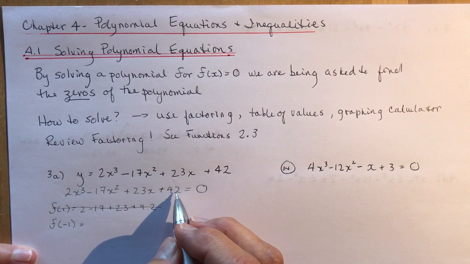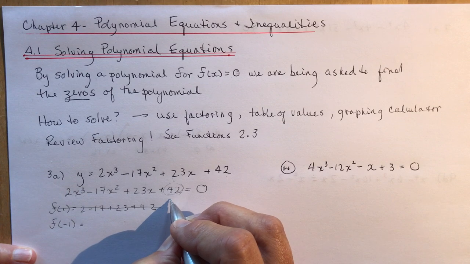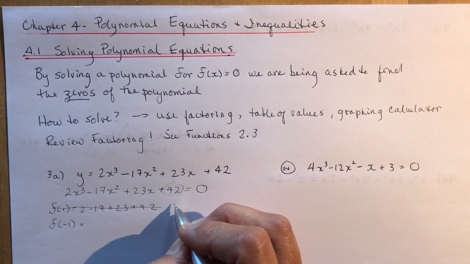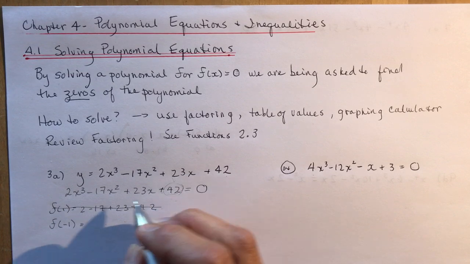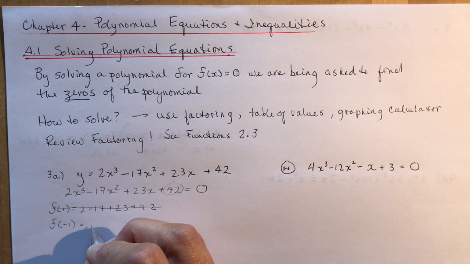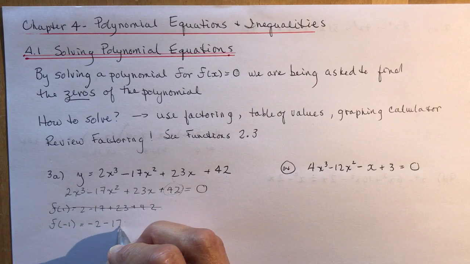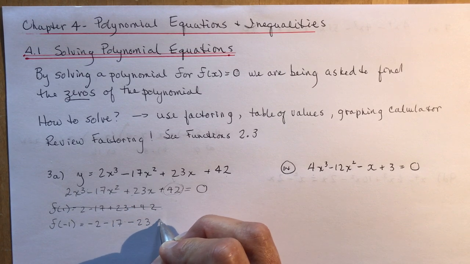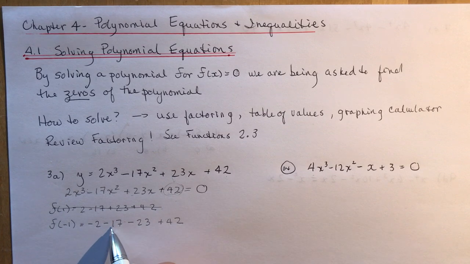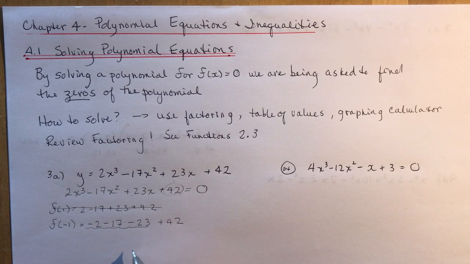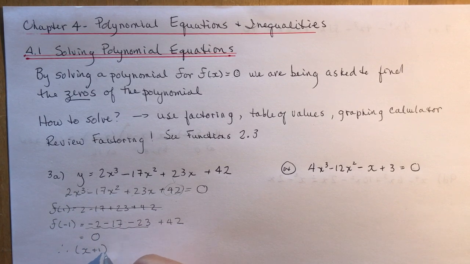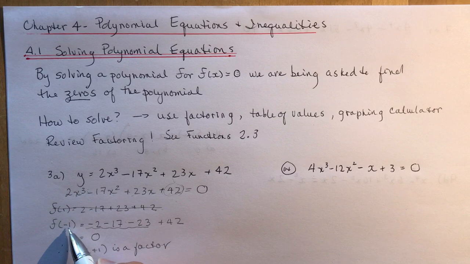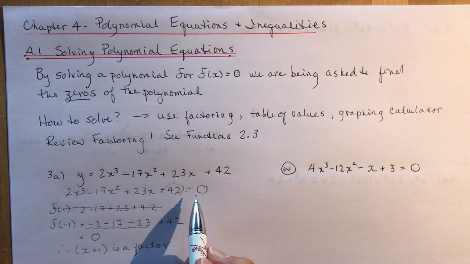There's no point in going to really high numbers. Now, you know all the factors of 42, so you would have 1, 2, 3, 6, 7, and then the plus and minuses of those. So I'm going to try minus 1 here. Minus 1 is going to give me minus 2, minus 17, minus 23, and plus 42. You should be able to see that all these negatives add up to negative 42, and negative 42 plus 42 is 0. So that means that x plus 1 is a factor of this polynomial. And when x is equal to negative 1, that is one of the roots.